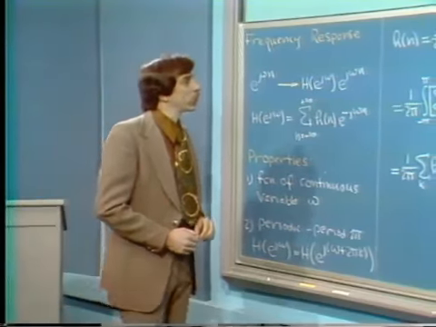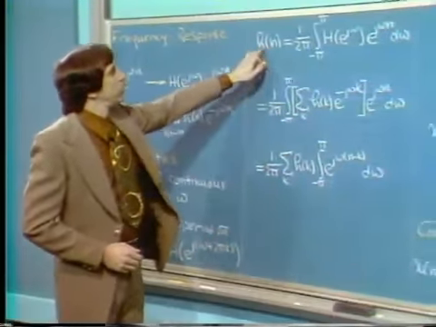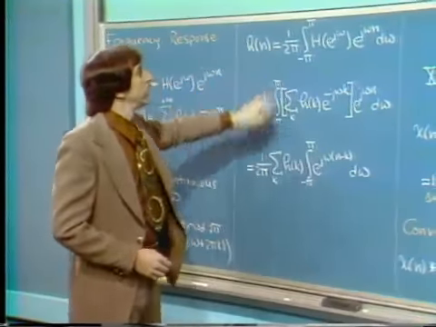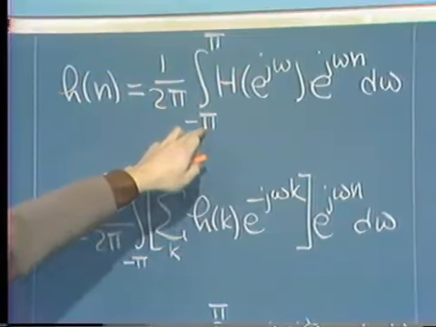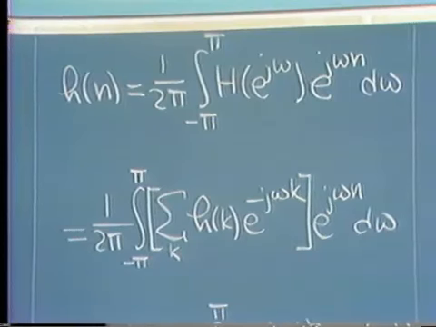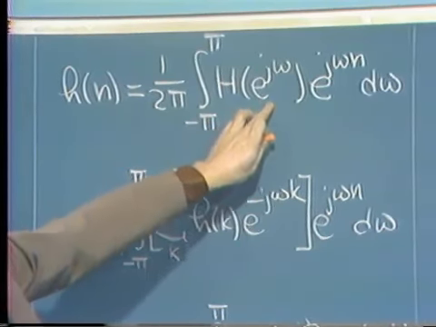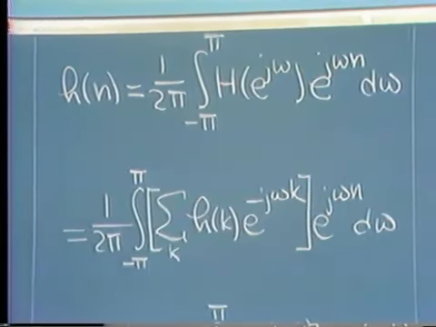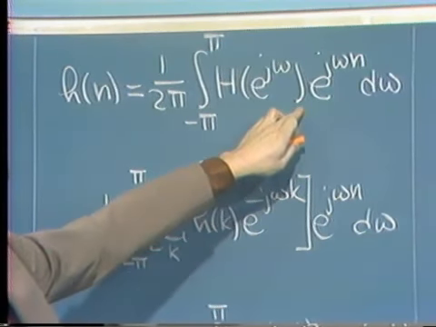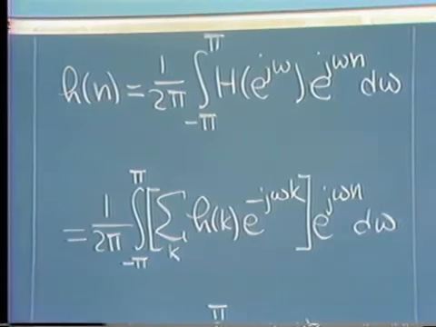Well, the resulting expression then is that the Fourier series coefficients, or equivalently the unit sample response, is equal to 1 over 2 pi times the integral over a period, which I've taken as minus pi to plus pi, of H of e to the j omega e to the j omega n d omega. This is just simply the expression for Fourier series coefficients in terms of the continuous periodic function that we're dealing with. Well, that's in a sense a heuristic derivation.